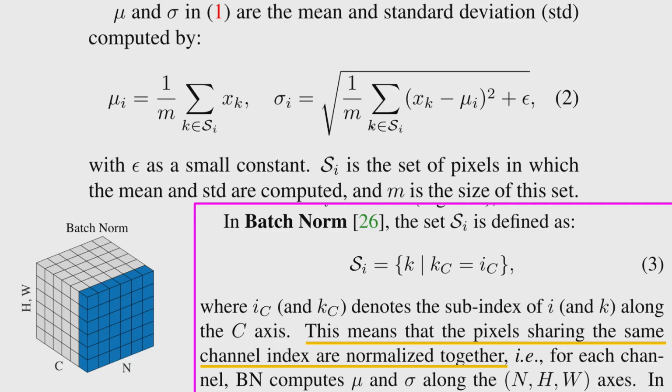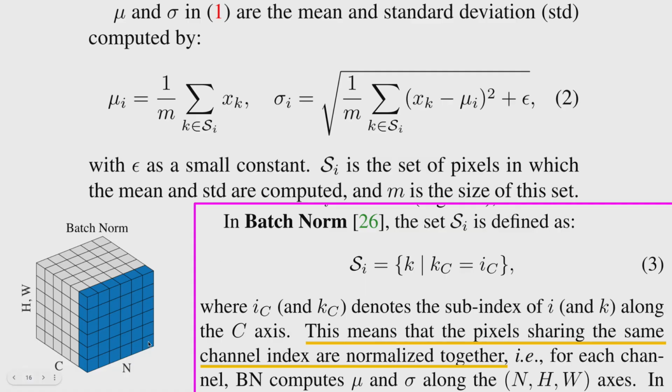Again, we have k as part of this set psi, and we're taking the summation of the item minus the mean, squared, plus some epsilon value, so that we don't have a 0 value or any kind of explosion. I think that's why we have this epsilon. Yeah, this epsilon is generally just to make sure that there are no numerical issues with our calculation. So S_i is the set of pixels in which the mean and standard deviation are computed, and m is the size of this set.